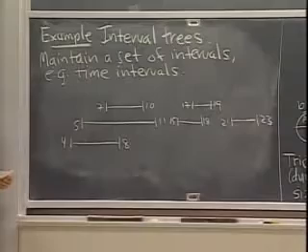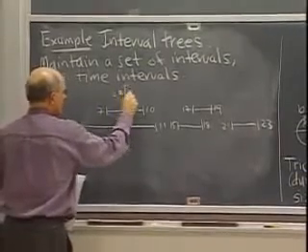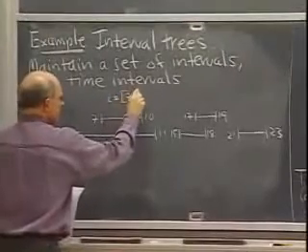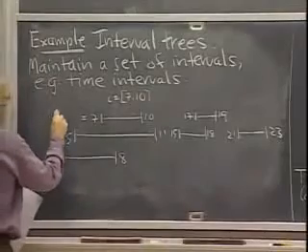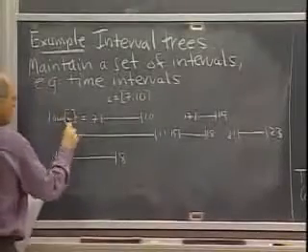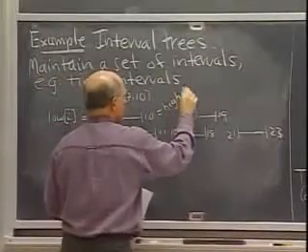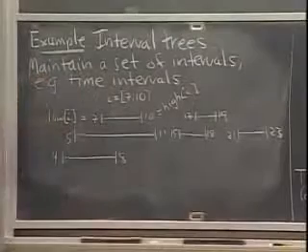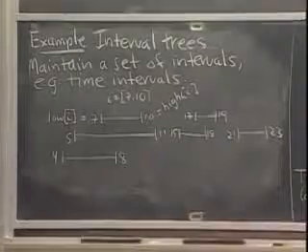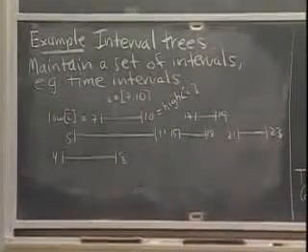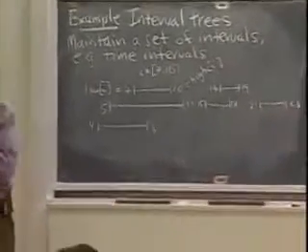Okay, and if we have an interval I, let's say this is interval I, which is 7, 10, then we're going to call the low endpoint of I, and this we're going to call the high endpoint of I. The reason I use low and high rather than left or right is because we're going to have a tree, and we're going to want the left subtree and the right subtree.